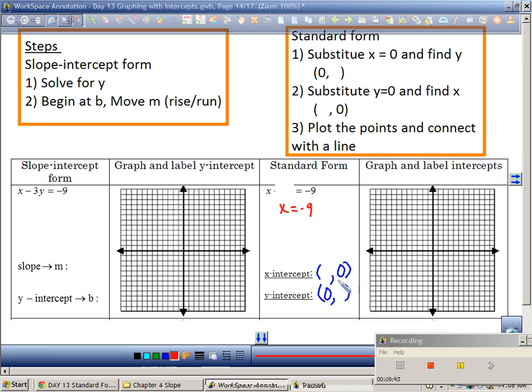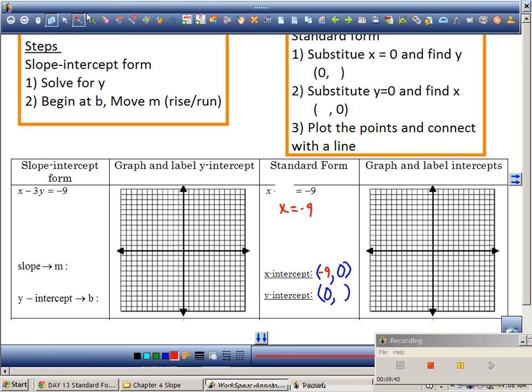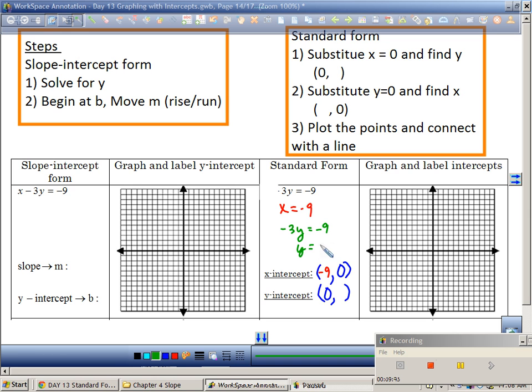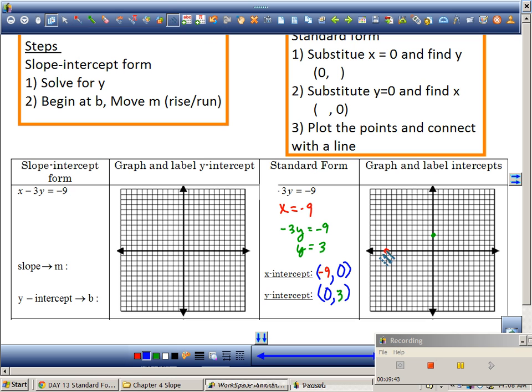Negative 9. And when x is 0, what's y? Negative 3y equals negative 9, so y equals what? 3. So 0, 3, and negative 9, 0, 1, 2, 3, 4, 5, 6, 7, 8, 9. Correct? Is that the line you got?